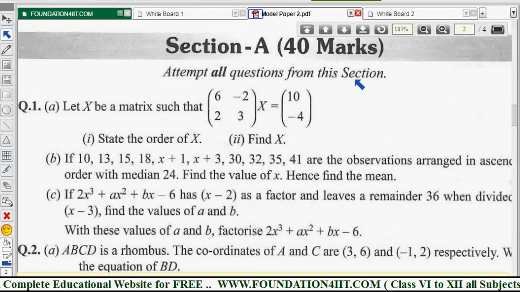Question wise we will see one by one. So 11 questions. Section A is 4 questions, 40 marks, and section B is 7 questions, but 3 choice. So you know already everything that.